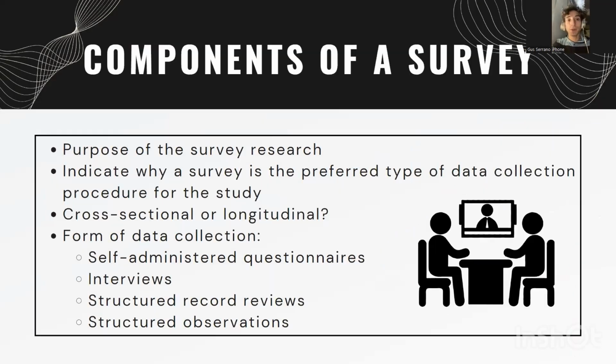Components of a survey. Identify the purpose of the survey research. This purpose is to generalize from a sample to a population so that inferences can be made about some characteristic, attitude, or behavior of this population. Indicate why a survey is the preferred type of data collection procedure for the study. Consider the advantages of survey designs, for example, identifying attributes of a large population from a small group of individuals.